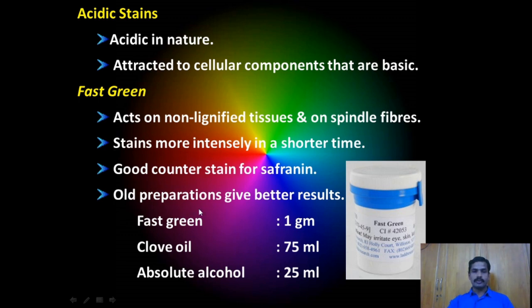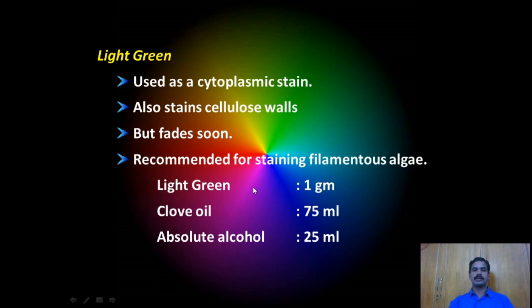And the old preparations give better results than new preparation of fast green solution, prepared by dissolving 1 gram of fast green powder in a mixture of 75 ml clove oil and 25 ml absolute alcohol.